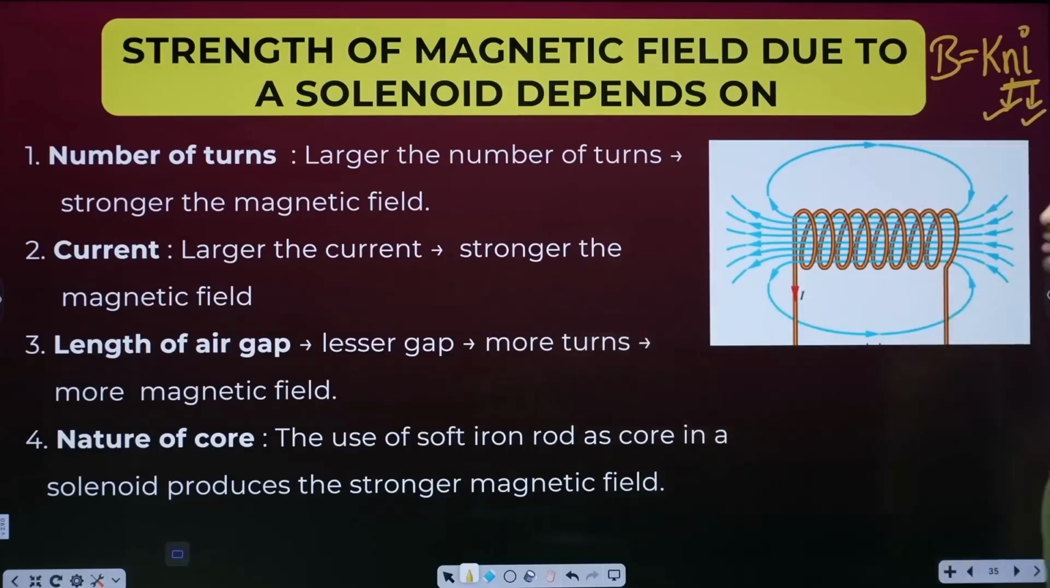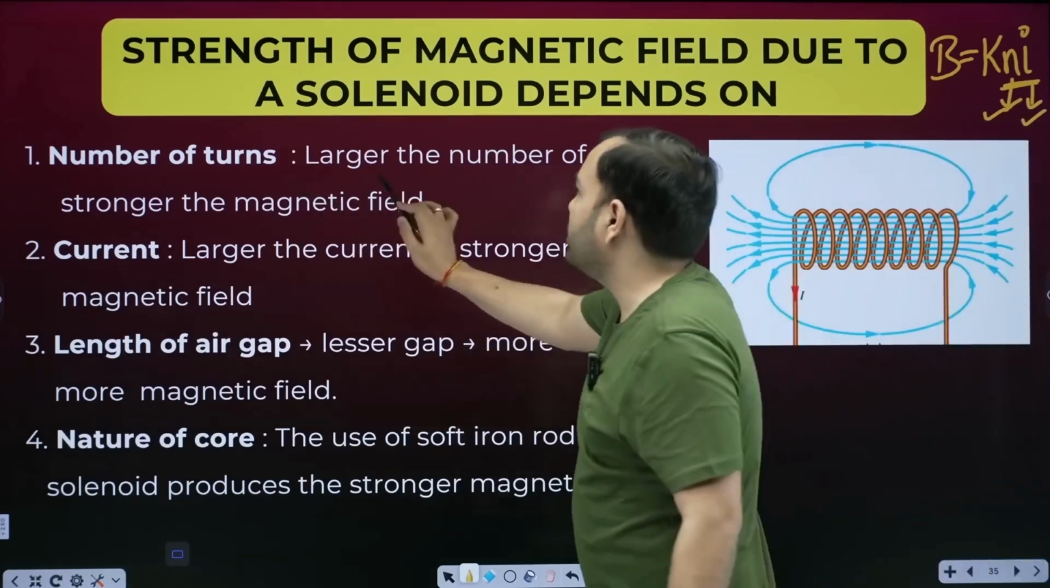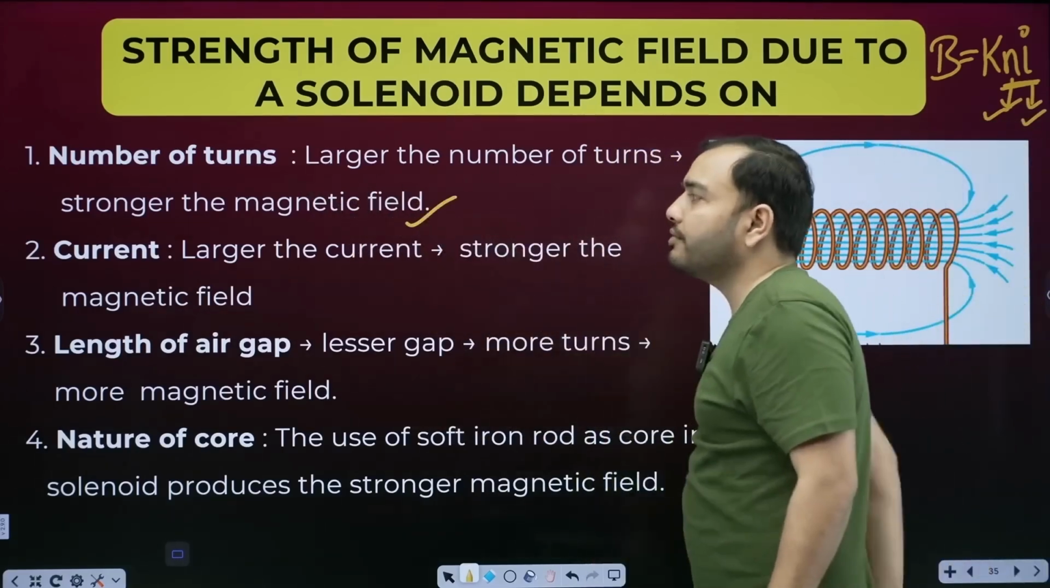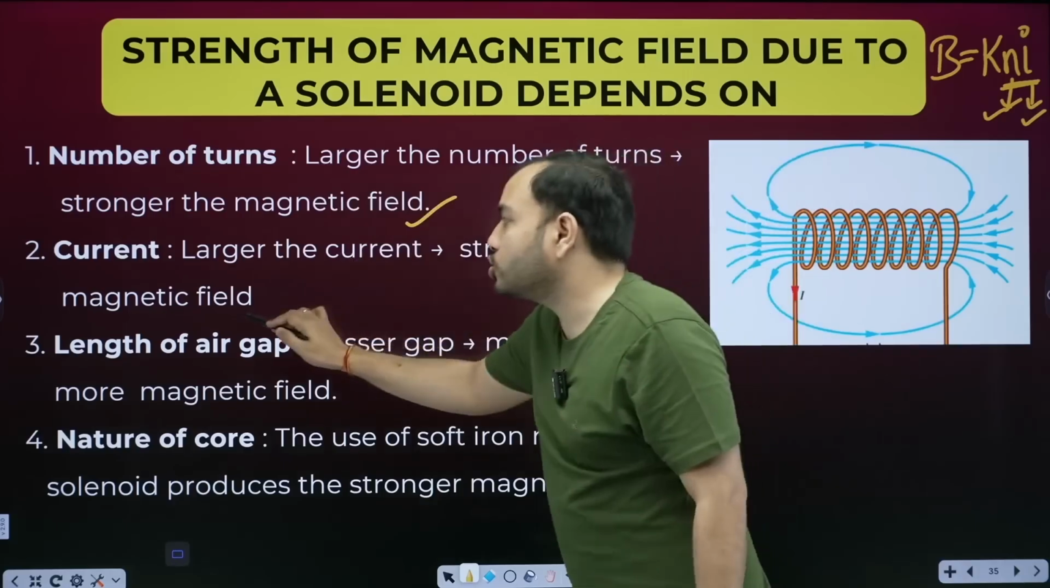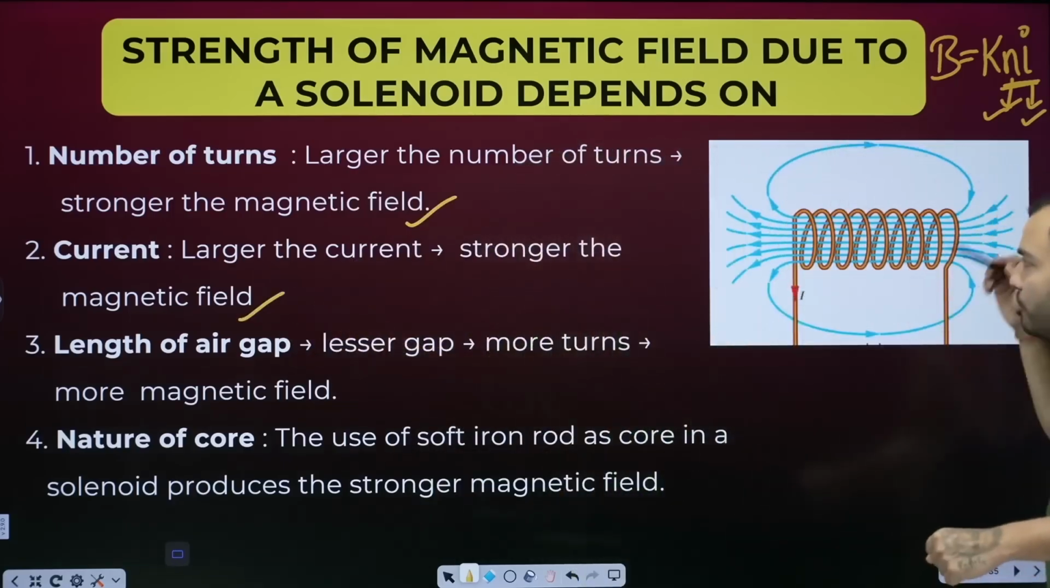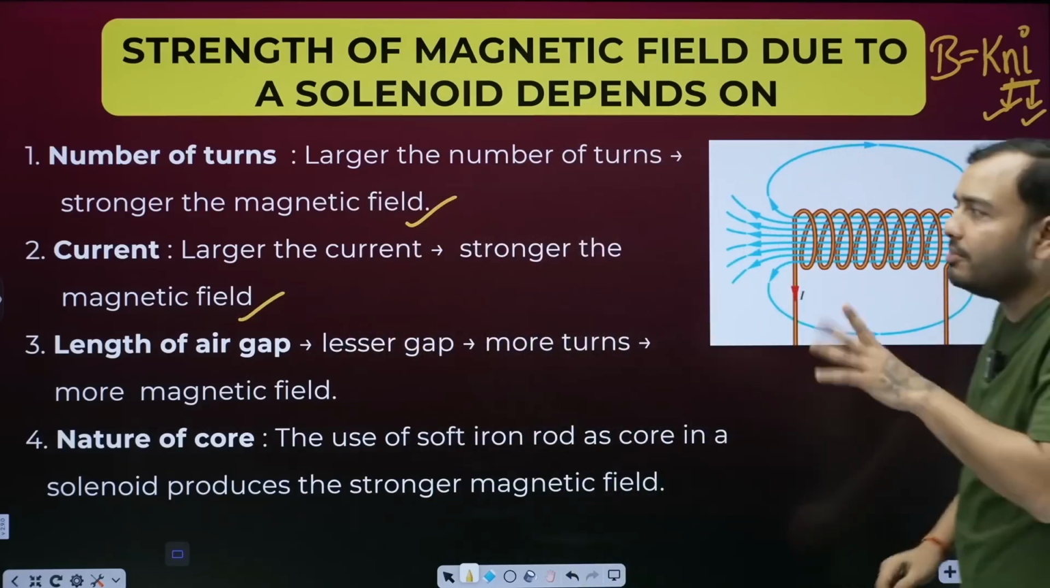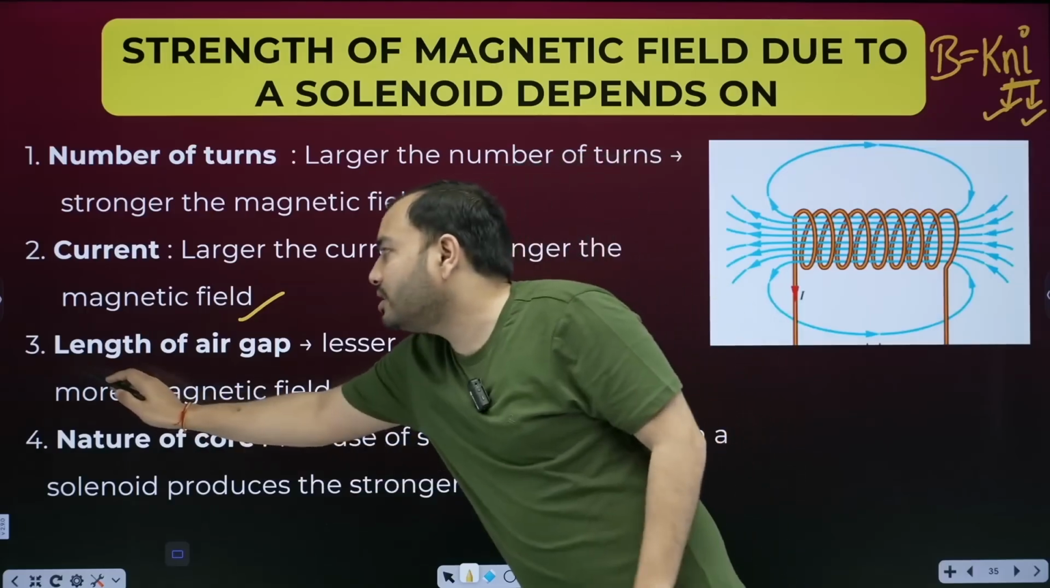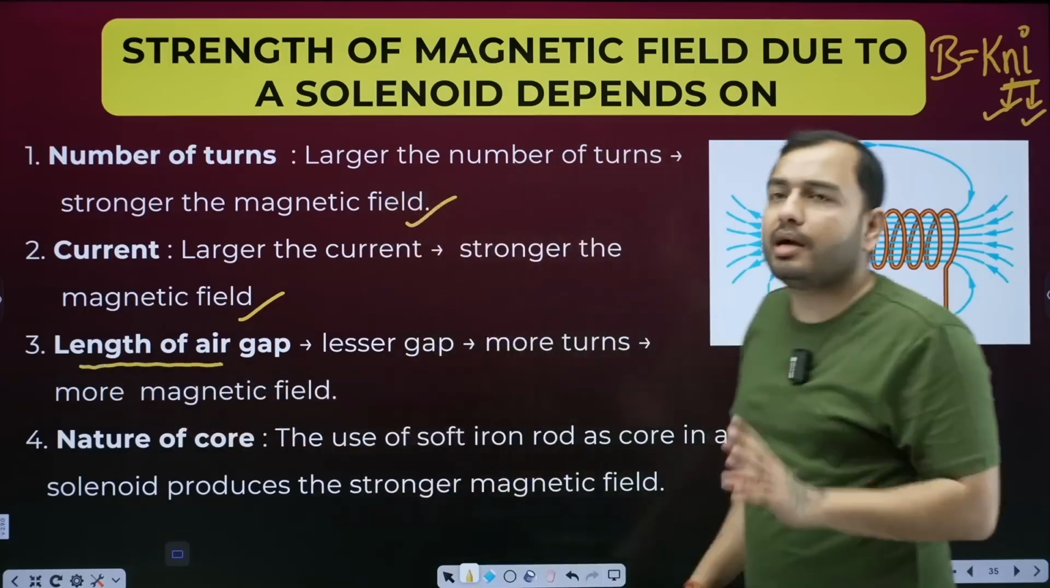The more the current, the more the magnetic field. This is what is written: larger the number of turns, stronger the magnetic field; larger the current, stronger the magnetic field. The more turns there are, the magnetic field will keep adding up. Listen carefully to the third point. It's not usually found in books. Length of air gap. What are these things?